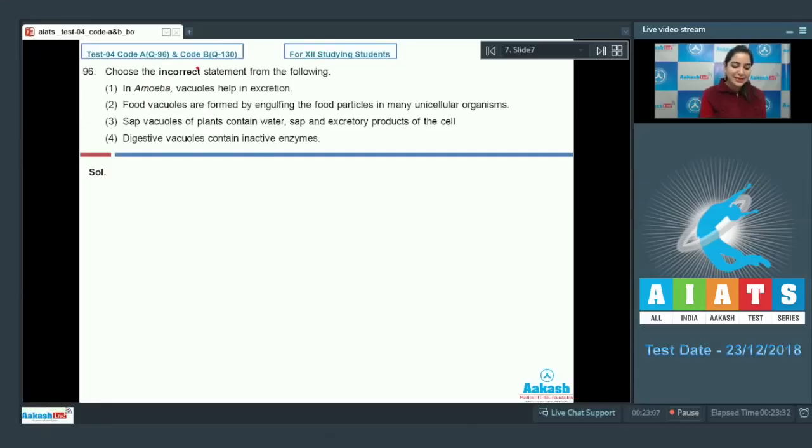Here we have to select the incorrect statement. Please open your eyes wide. The first statement says, in amoeba, vacuoles help in excretion, which is pretty much correct. We have seen that. Food vacuoles are formed by engulfing food particles in many unicellular organisms, which is also right, and this process is known as endocytosis.